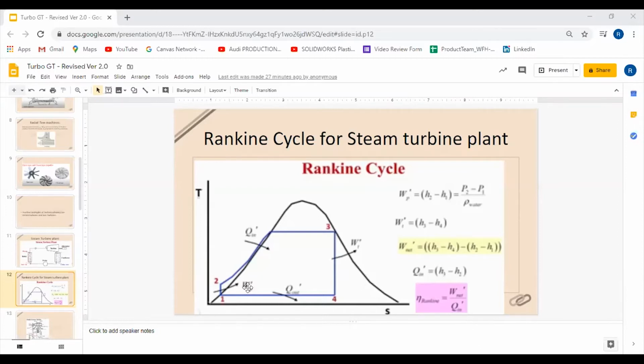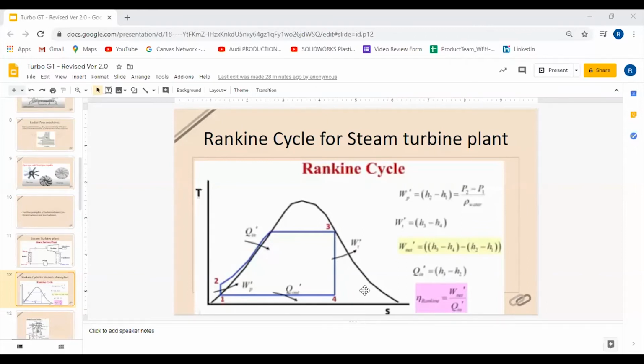WP prime is the work done by the pump, which is equal to H2 minus H1, basically enthalpy, and which is again equal to P2 minus P1 divided by the density of the water. Density of the water remains constant for the ideal cycle. For the turbine work, we have H3 minus H4. The total net work done is H1 minus H2 plus H3 minus H4. And Qn is H3 minus H2.